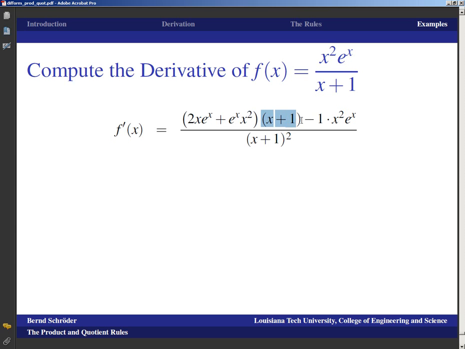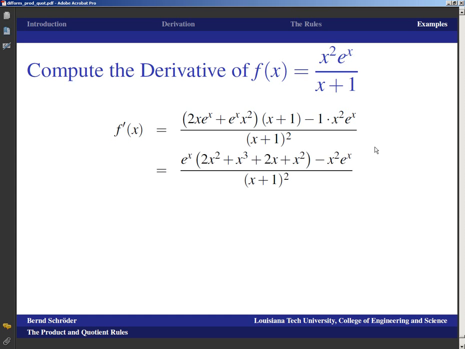Then we get times the denominator, x plus 1, minus the derivative of the denominator, which is 1, times the numerator, which is x squared e to the x, divided by the square of the denominator. And then it's just a matter of multiplying things out and factoring out an e to the x. I think I first multiplied out the parentheses. No, I did both. Okay. We have an e to the x in common here. That comes out. Then we multiply out the parentheses.